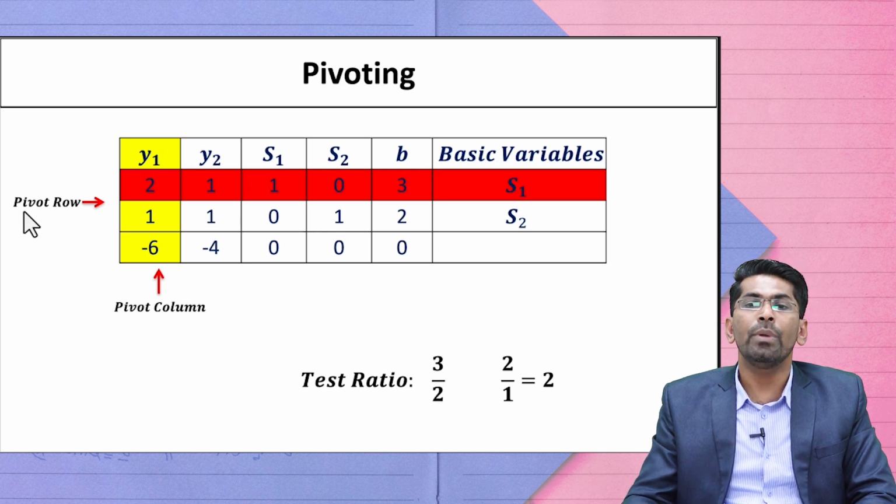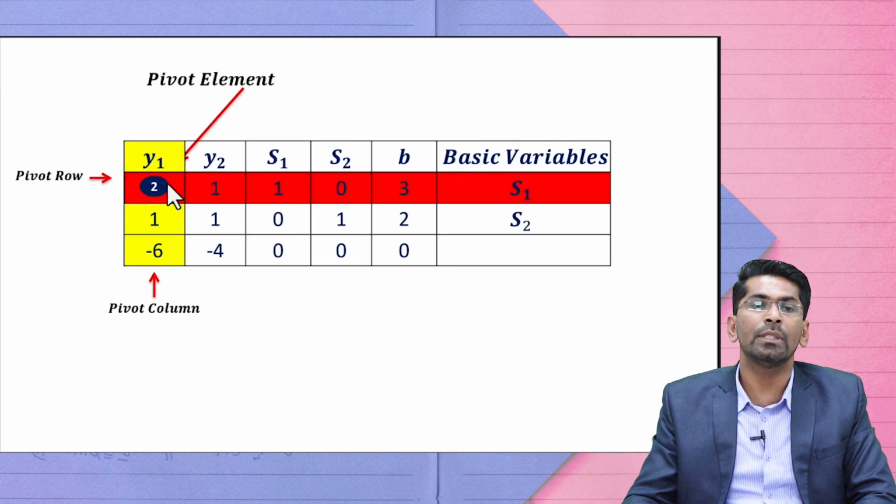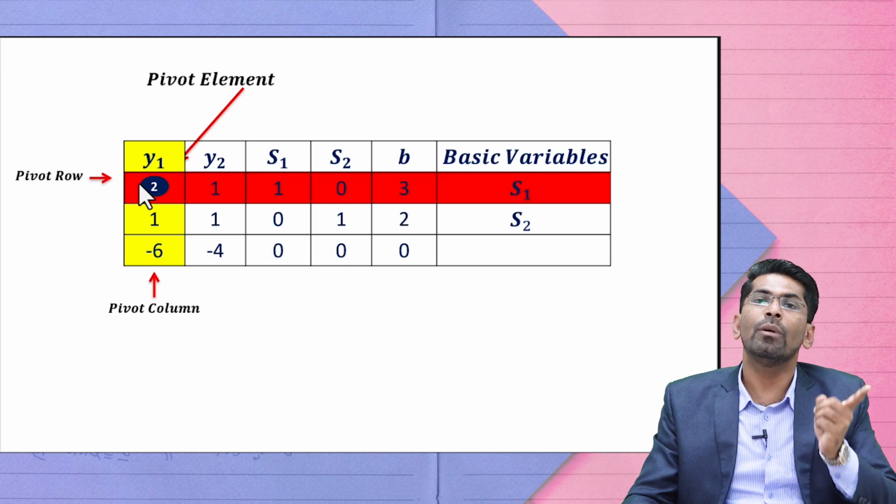After finding the pivot row and the pivot column, the next step is to find the pivot element, which is the value at the intersection of the pivot row and the pivot column, marked as the pivot element. So here 2 will become the pivot element, because it is the intersection of the pivot column and the pivot row. Here the pivot column is the entering variable, and the pivot row is the one being replaced, that means the departing variable.